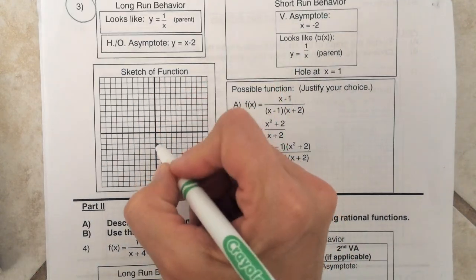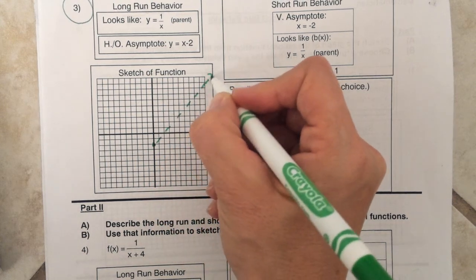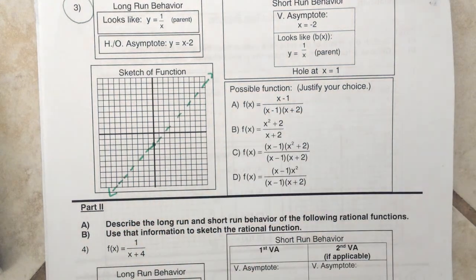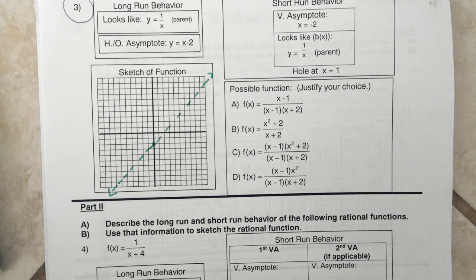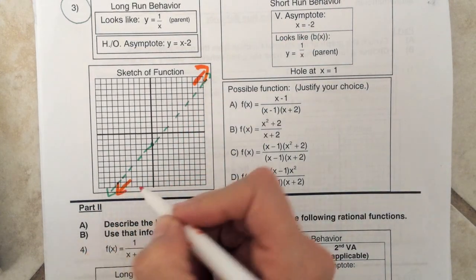Okay, so that means I'm going to have a dot at -2. And I'm sorry, it's not horizontal, it's oblique. And I'm going to have an oblique asymptote at the line x minus 2. But they tell me it's going to behave like 1 over x. So it means it's going to be up on the right, down on the left.